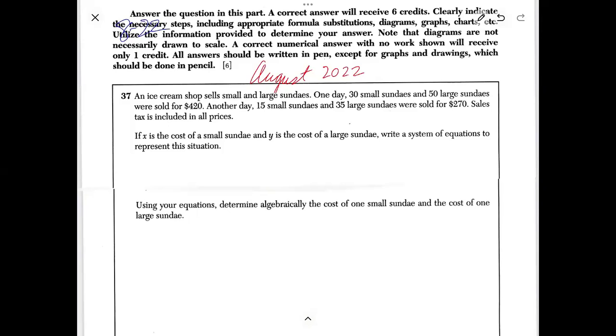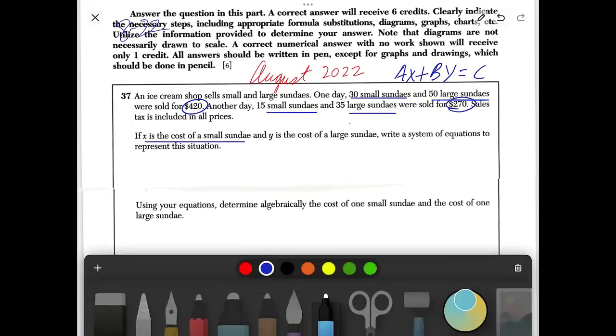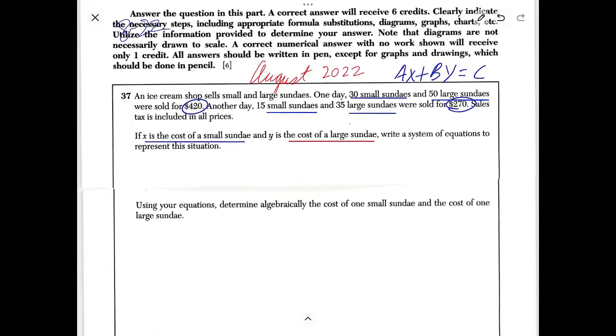Usually when I see this, I know this is going to be in standard form, the AX plus BY form, right? I know that because it's giving me two things that they're buying. That's the usual format for a lot of these kinds of word problems. So it says one day they bought 30 small sundaes and 50 large sundaes, and it cost them $420. And another day they went back and they bought 15 small sundaes, 35 large sundaes. It cost them $270. So they tell you that X is the cost of a small sundae and Y is the cost of a large sundae.